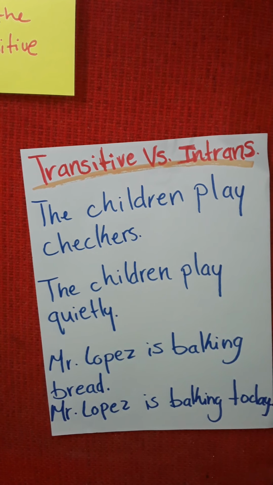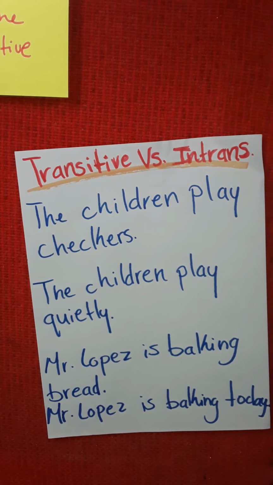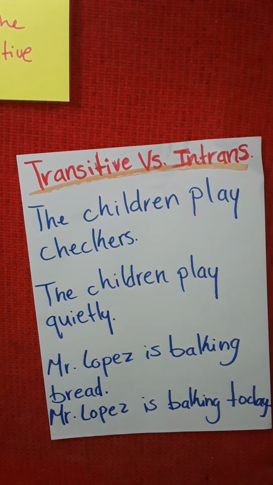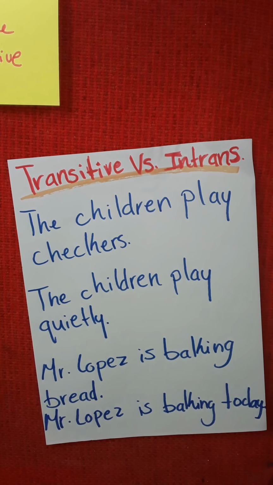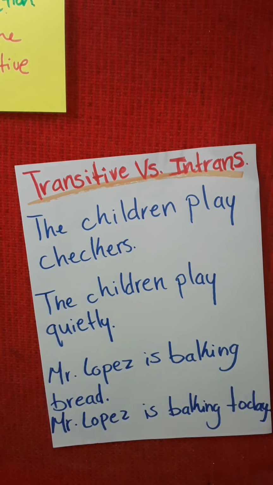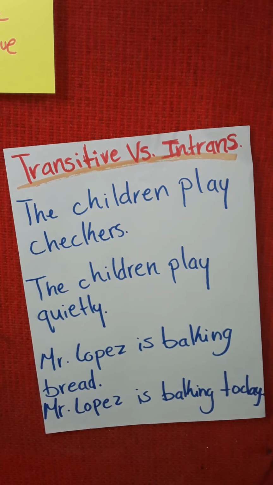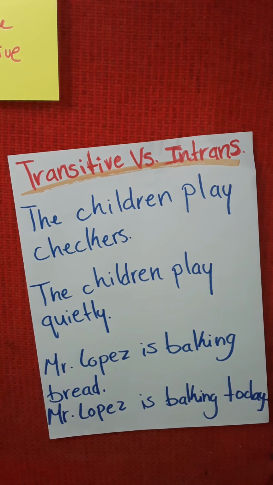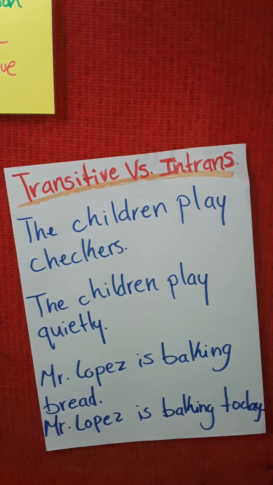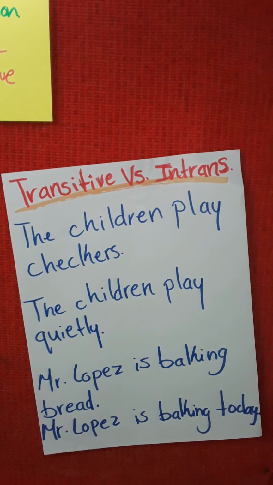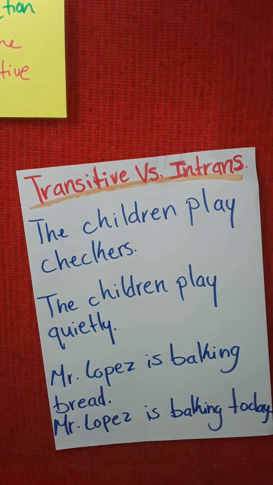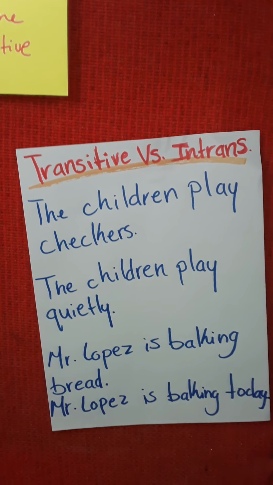Now we have the children play quietly. The children is still the subject. Play is still the verb. But now we have an adverb. They play quietly. This does not answer the question. The children play how? The children play what? The children play who? Those are the questions that we are supposed to ask ourselves when we want to find the objects in our sentence. But rather, this is asking how do the children play, and it's just describing how the children are playing. So this is an adverb.